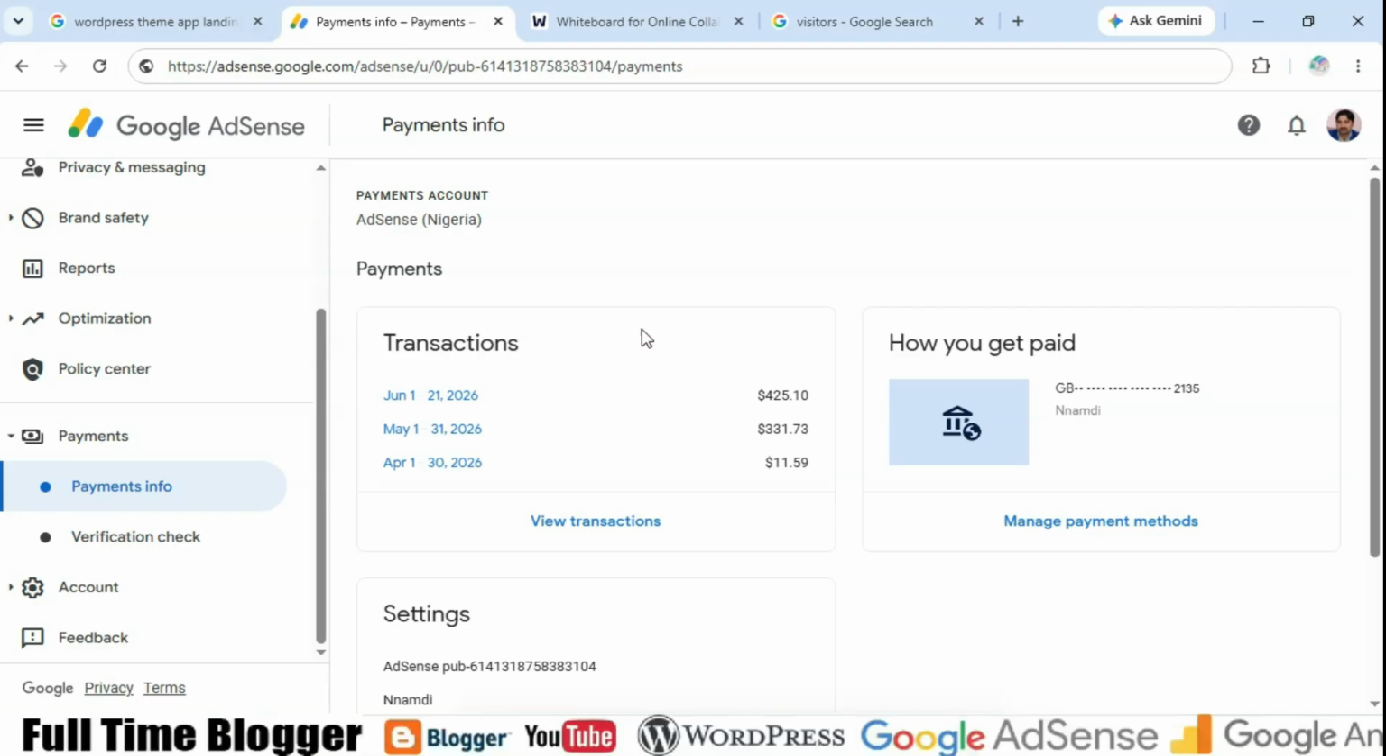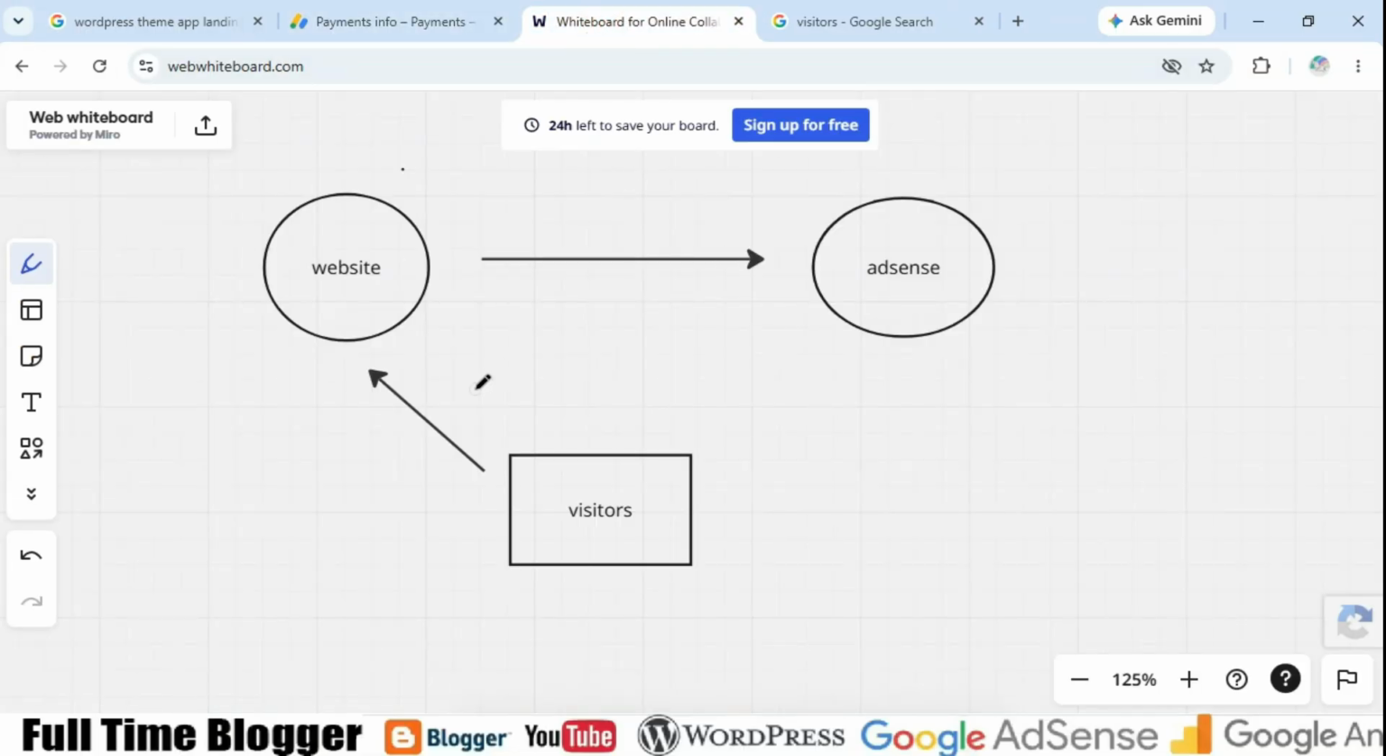Okay, so always remember, no matter whether your AdSense is from Nigeria, Pakistan, India, or any other country, if you follow the steps that I'm going to share with you, you will increase your earning up to 10%. Okay, so how does the website earning model work?